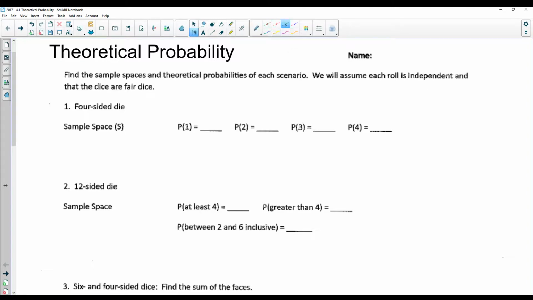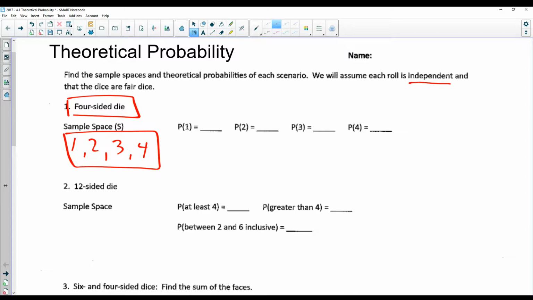So independent, it's important to know what that means here. Independent means that each roll does not affect the next roll, okay? And that the dice are fair dice. So none of them are loaded. If we're looking at a four-sided die, then the sample space would be a 1, 2, 3, or 4. It's kind of tricky, like if they say how many outcomes, there are 4 different outcomes. But if they ask for the sample space, then they're actually asking you to list every possible outcome. Okay? So 1, 2, 3, 4.